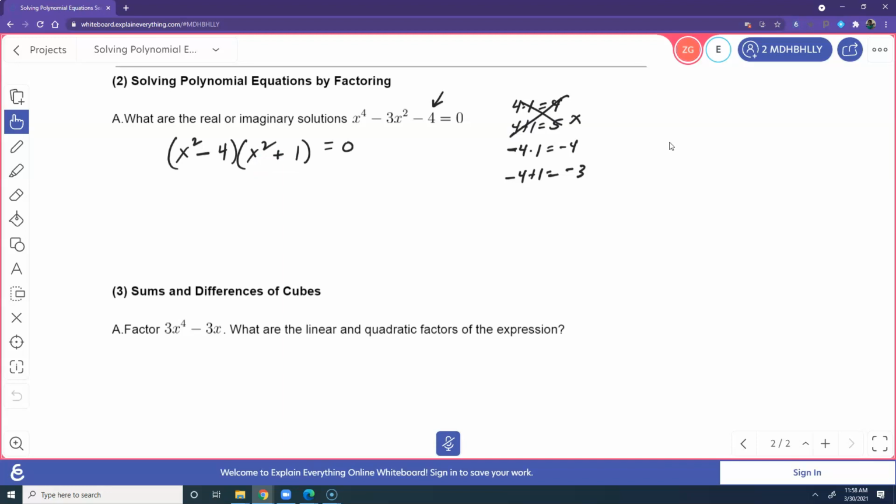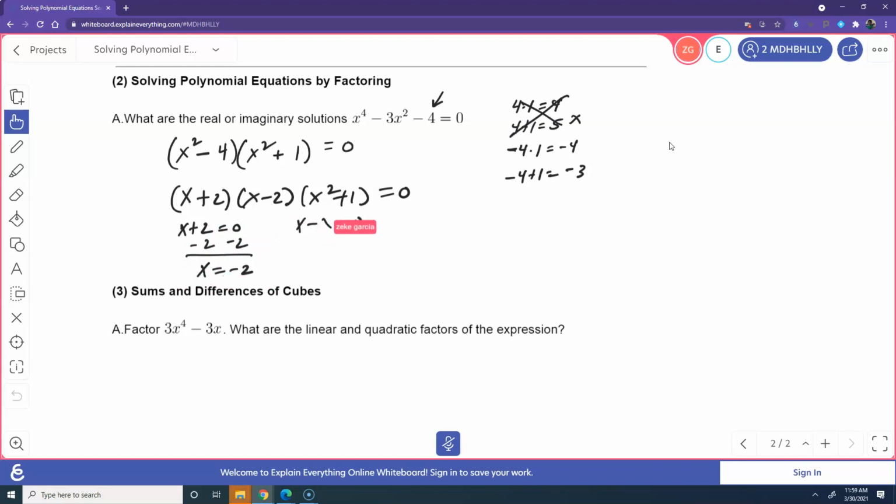Now x squared minus 4 is the same thing as x plus 2 times x minus 2. And x squared plus 1 cannot be factored. So now we say x plus 2 equals 0, and we're solving for x, so x equals negative 2. We have x minus 2 equals 0. You add 2 to both sides, so x equals 2.